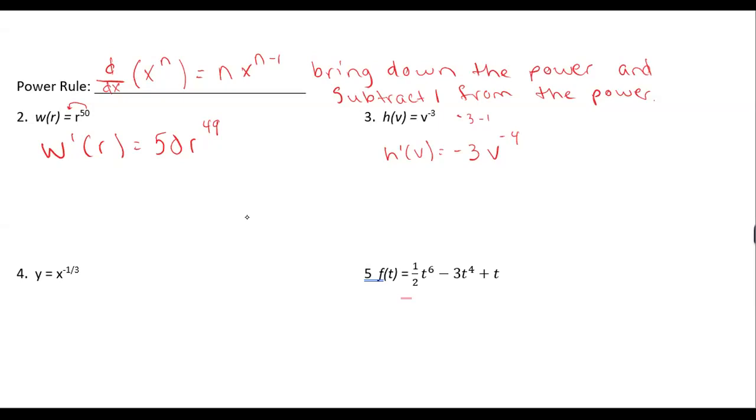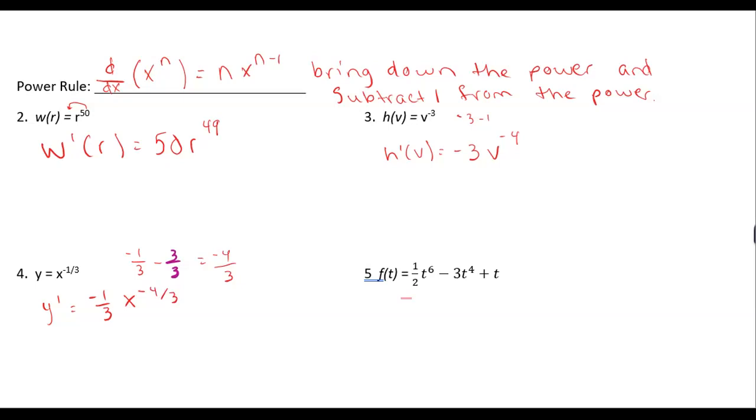Let's try number 4. Number 4, we have y. So the derivative of y is y prime. And the rule says to bring down our power. Well, our power this time is -1/3. So -1/3 x, and we need to subtract 1. So we need -1/3 minus 1. Well, if we're in thirds, subtracting 1 would look like subtracting 3 over 3. So that means we would have -1 minus 3, which is -4. The denominator stays the same. So -4/3 would be our power.